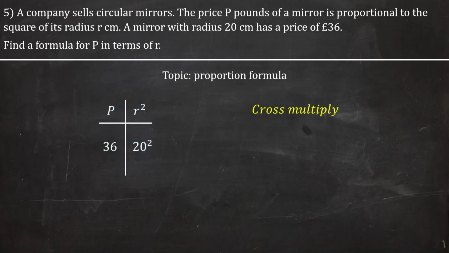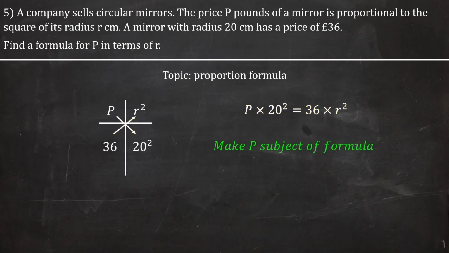Then we're going to cross multiply, but how do I know this is direct proportion? Well, basically, if the question is not telling you, if the question just says is proportional, it's going to be direct proportional, unless you can take it from context that it is inverse proportional, but in this case it will be direct. So P times 20 squared is going to be equal to 36 times R squared.